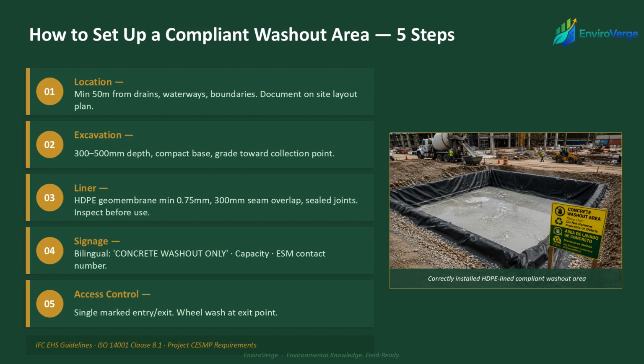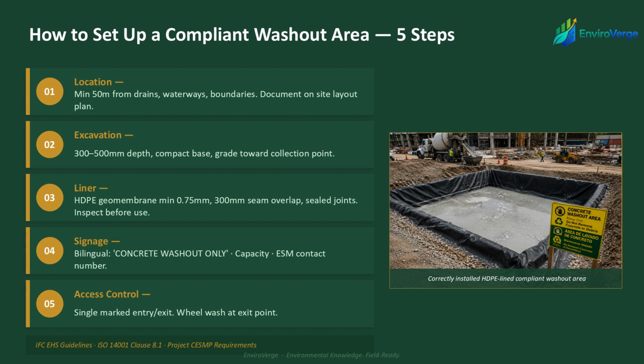Step 3. The liner. Install HDPE geomembrane at minimum 0.75 millimeter thickness. Run the liner up all 4 walls to at least 300 millimeters above the maximum fill level. Overlap every seam 300 millimeters and seal all joints. Inspect the full liner surface before the pit goes into service. Step 4. Signage. Install bilingual signs, English and Arabic as a minimum on Gulf projects. The sign must read "concrete washout only," display the pit's maximum capacity in cubic meters, show the ESM's contact number, and prohibit any other waste type.